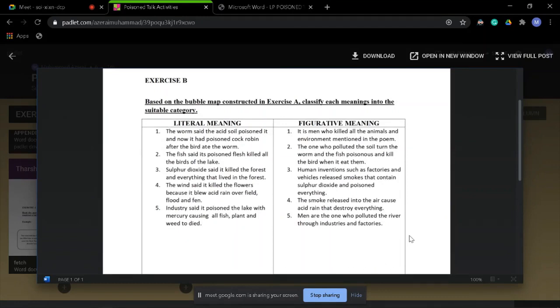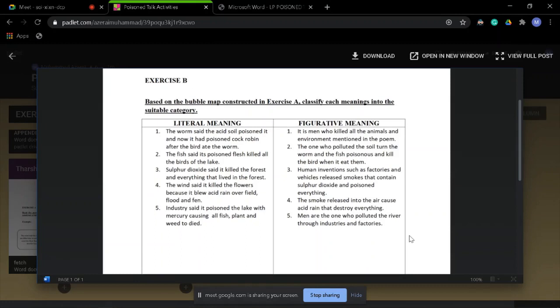For the first literal meaning, the worm said the acid soil poisoned it, and now it had poisoned cock Robin after the bird ate the worm. So the meaning is it is man who killed all the animals and environment mentioned in the poem. For the second one, the fish said its poisoned flesh killed all the birds of the lake. So the meaning is the one who polluted the soil turned the worm and the fish poisonous and kill the bird when it eat them.